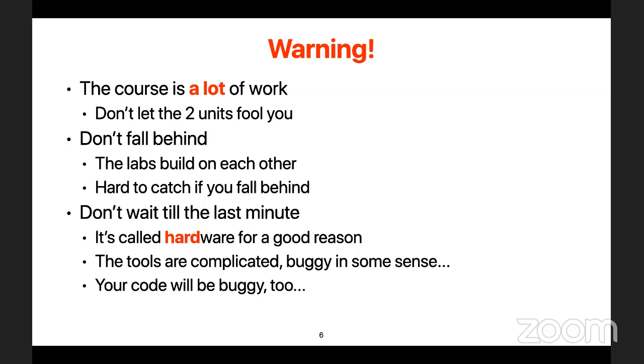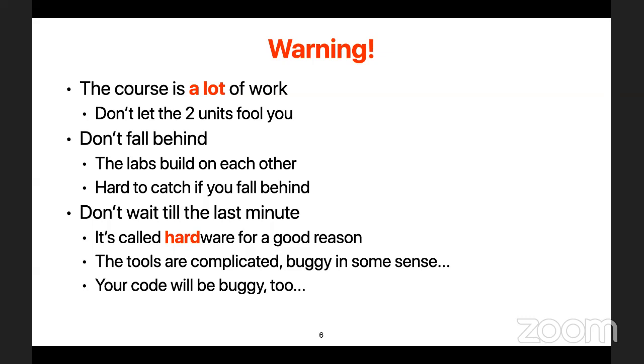However, if you let 141L take over your time so that you do a terrible job on both of them, that's not a good idea. So make sure that you have good time management. And how do you make sure that you always have good time management and don't let these two units fool you? Don't fall behind.